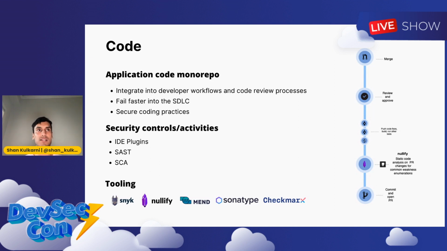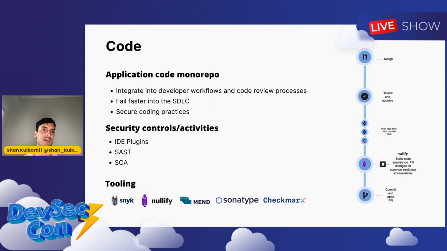But just focusing right now on the application code, the priorities and objectives here are to make sure that you're failing as fast and as early in the SDLC as possible. So you're integrating very natively into developer workflows and code review processes, and you're making sure that the universal security gate for merging into master, which is that code review process, has some sort of static code analysis or SAST performed every time a PR is raised.